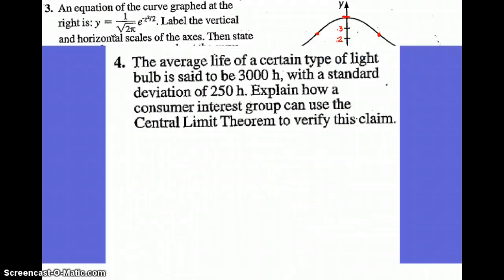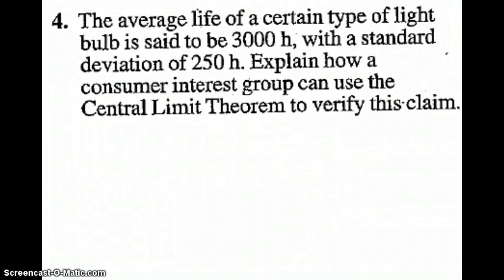All right. This may be the last video, so let's see how far we get. Okay, this is very real life. The average life of a certain type of light bulb is supposed to be 3,000 with a standard deviation of 250. Explain how a consumer interest group might test this. Well, this sounds like sampling and distribution. If you were going to try to check this, you would go out and take a sample of so many and find your average and see how your average stacks up to the actual claim.